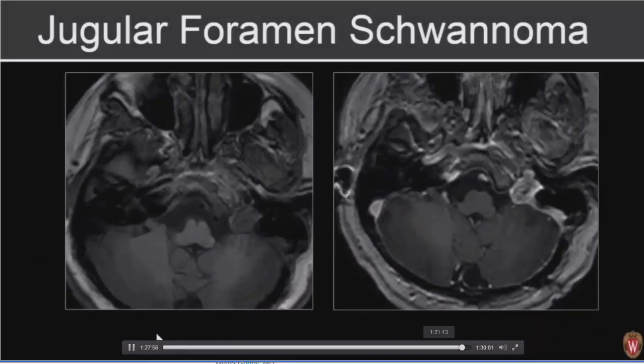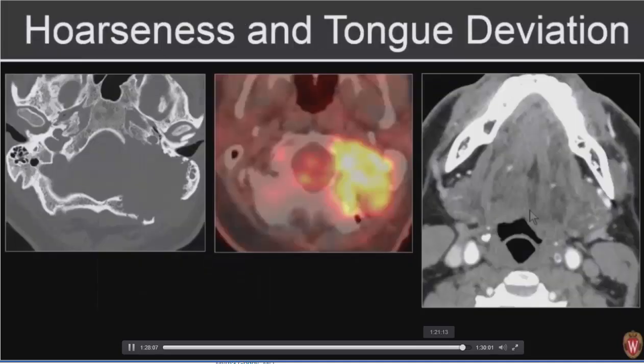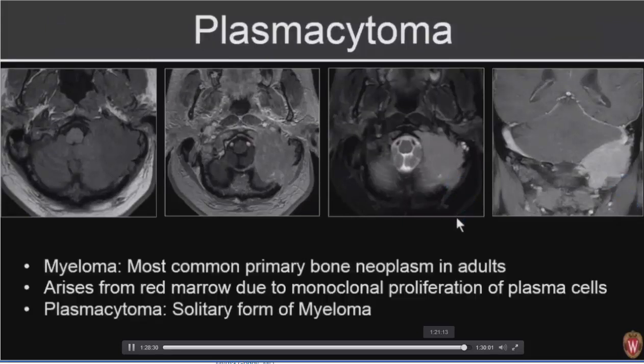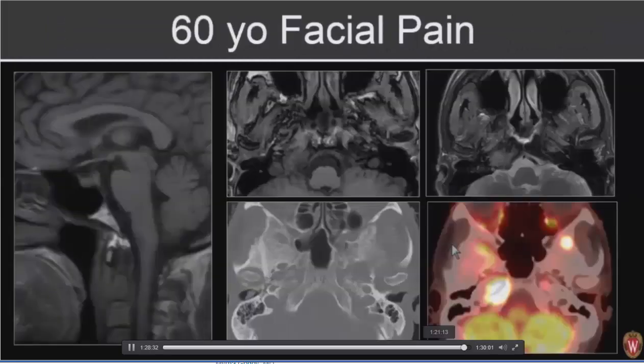So on the differential, we want to think about a jugular foramen schwannoma. We can see this very smoothly marginated lesion enhancing, and that smooth margination can help us with that differential of a schwannoma. This is another patient who's coming in with hoarseness and tongue deviation, and we can see this very large lytic lesion involving the posterior skull base, very hypermetabolic on our PET sequence, and we can see the tongue sagging related to that 12th nerve palsy. On MR, we can see that the lesion is relatively dark on T2, enhances homogeneously, and this is a plasmacytoma.